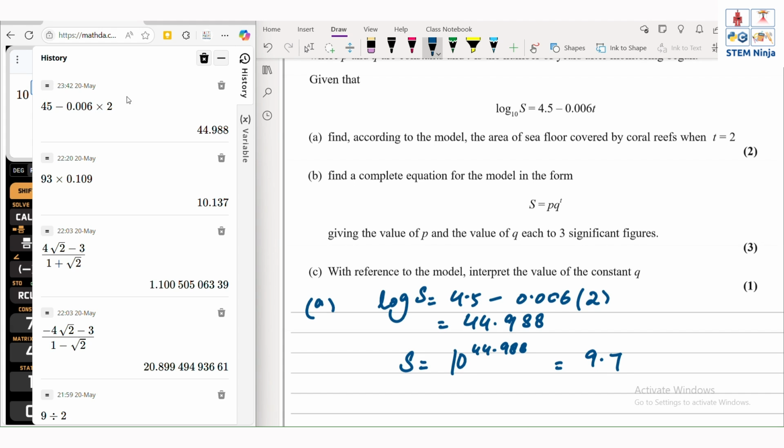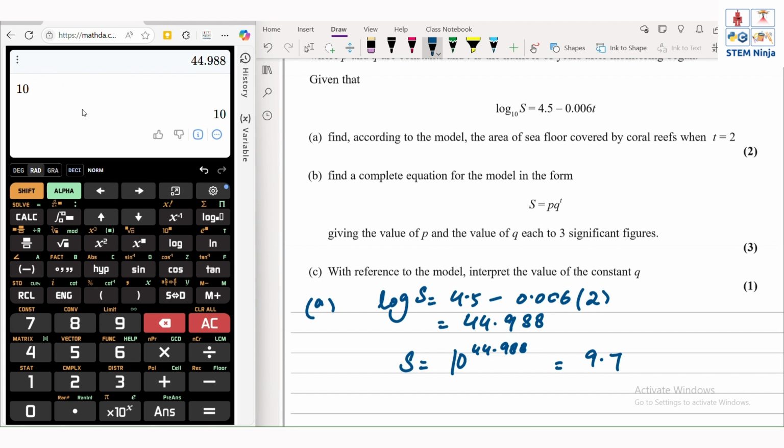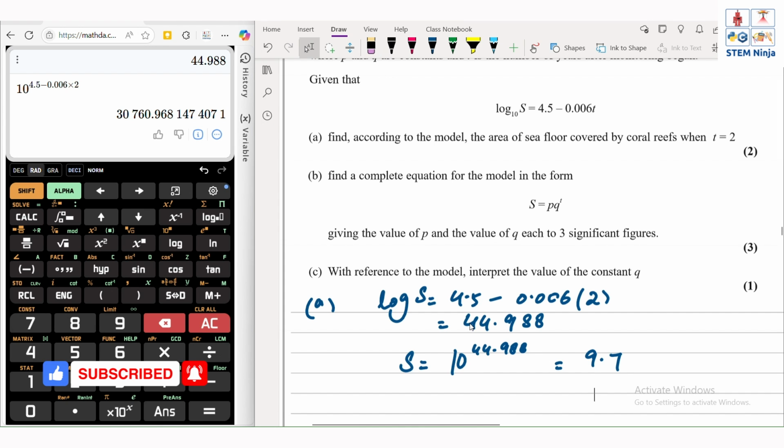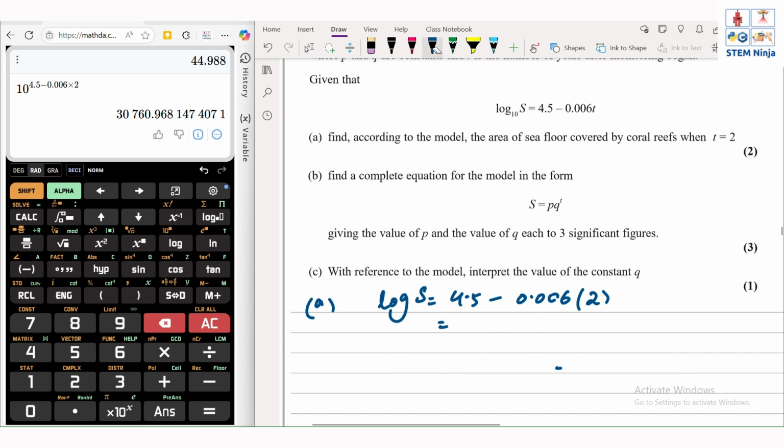Oh, sorry, I made a mistake. This is 4.5. So raised to power 4.5 minus 0.006 times 2, 30. So this is 3760 point, S is equal to this, basically. So that's all we need to know. So S is equal to 10 raised to power 4.5 minus 0.006 times 2.